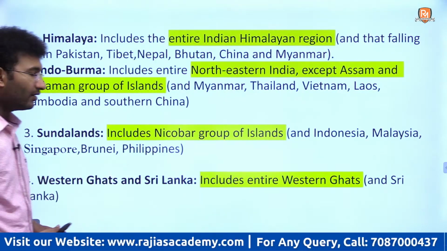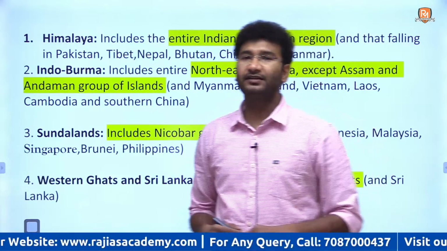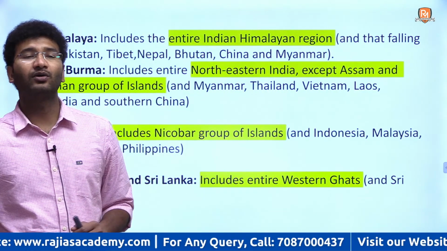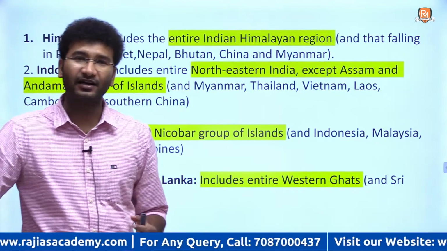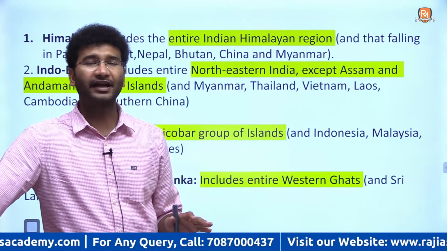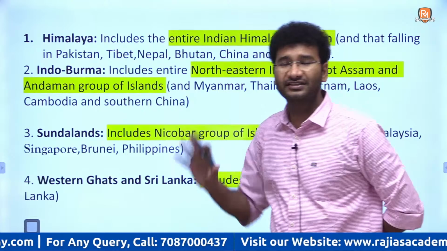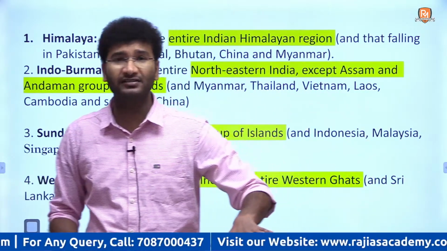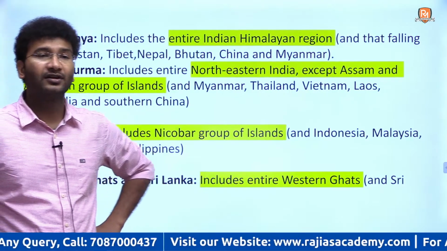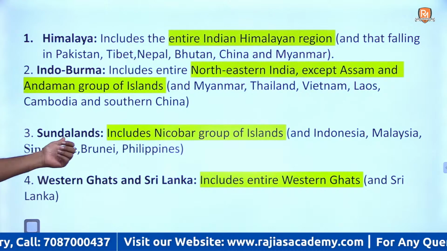See here, the first biodiversity hotspot is in the Himalayan region. It includes not just India, it also includes Tibet, Nepal, Bhutan, China and Myanmar. So India has some part of it, right? And the second one is the Indo-Burma region. Indo-Burma region includes your northeastern states except Assam, and some parts of Myanmar, Thailand, Laos, Cambodia and South China also. And the third biodiversity hotspot includes the Sunda land.